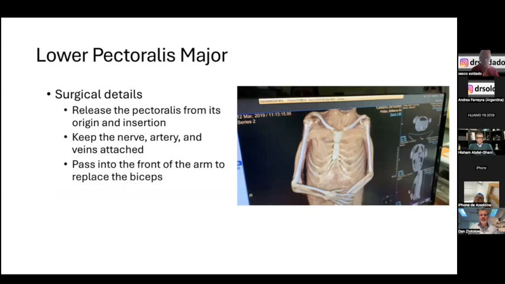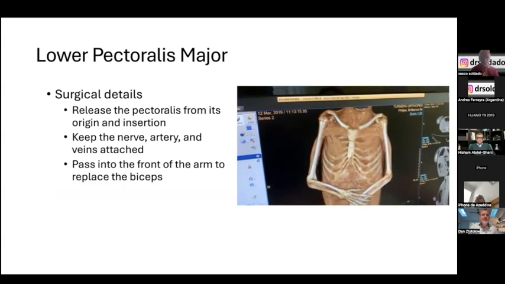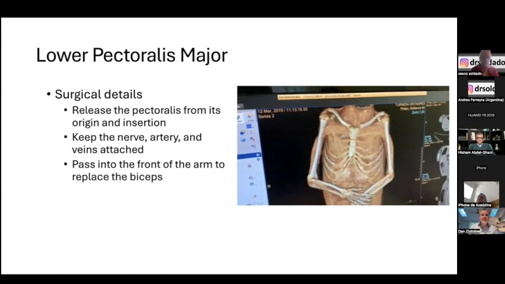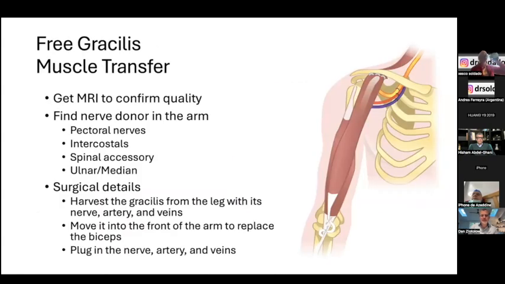So here's the lower pectoralis transfer, and you take the lower pec and with its origin and insertion, you keep the nerve, artery, and veins, and you pass it in front of the arm to replace the biceps. So very, very similar, just a different muscle. And you can do this as a monopolar, just keeping it attached to the humerus proximally.